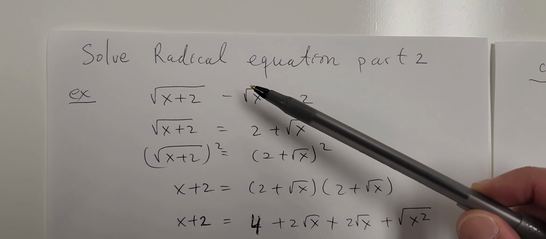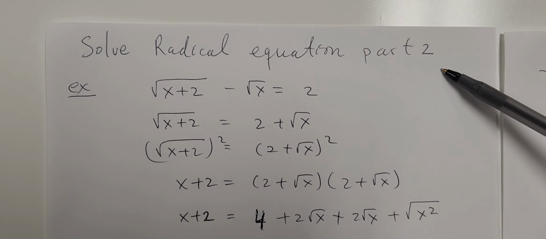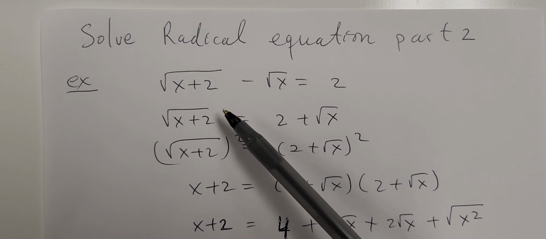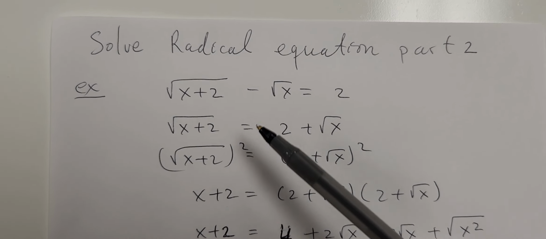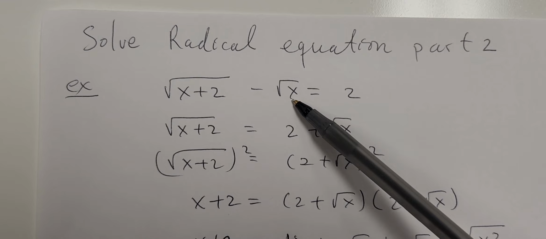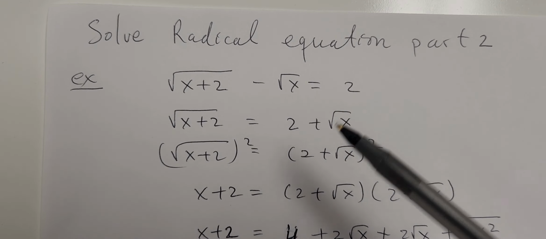This lesson is solve radical equation part 2. Here I have an example: square root of x plus 2, minus square root of x, equals 2.